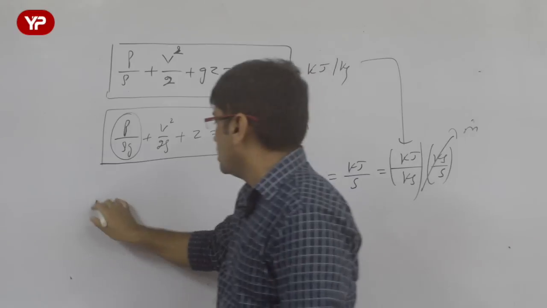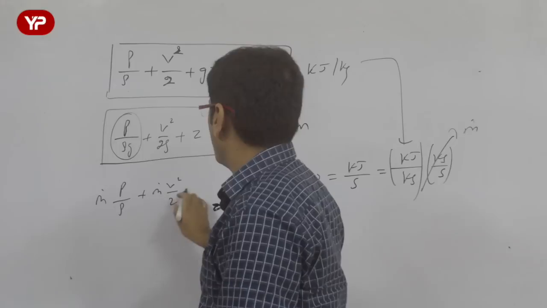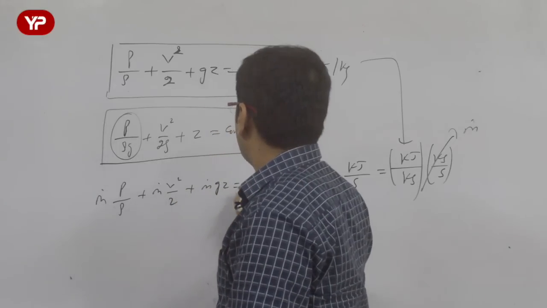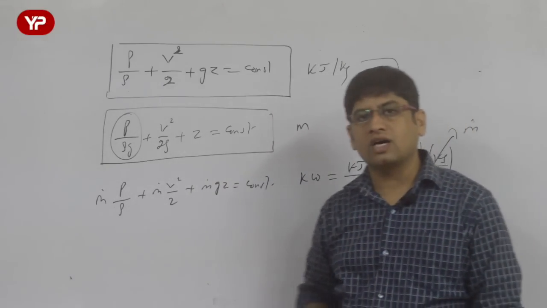So all you have to do is multiply P by rho plus v square by 2 plus gz with the mass flow rate, assuming mass flow rate to be constant, which is the continuity equation.